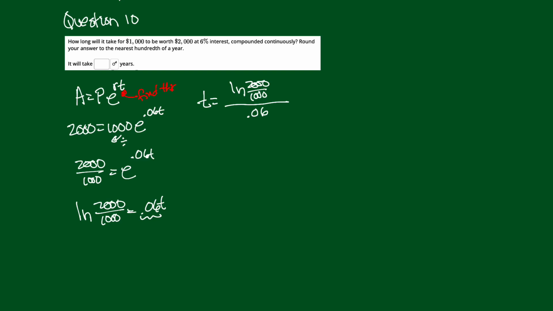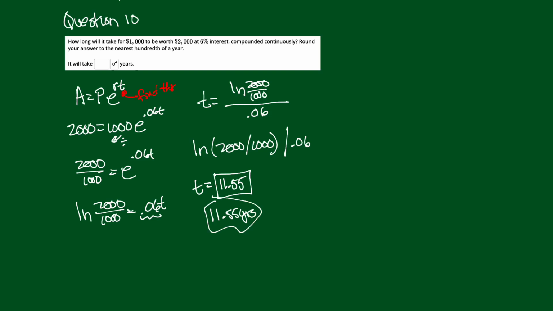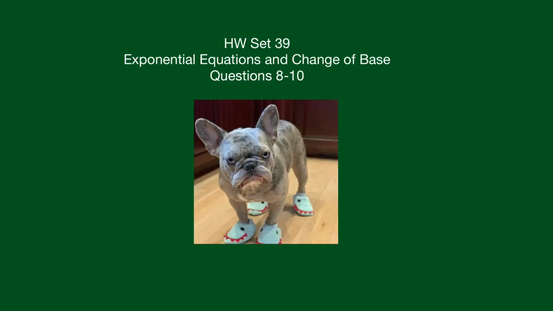So let's put it in like this. Just press the ln key, you get parentheses. Put in 2,000, divide 1,000, close, divide by 0.06. And I got t is about equal to 11.55 years. All right, so how long? About 11.55 years. And those are the answers to our questions 8, 9, and 10 on homework set 39.